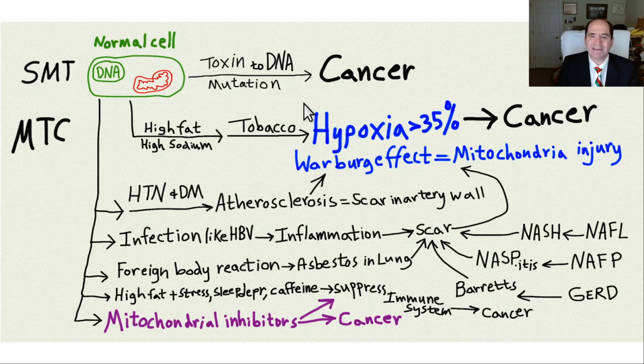The somatic mutation theory, I say it's largely been disproven because of the Genome Atlas project, which showed there wasn't a consistent, predictable pattern of mutations, hardly ever. So it sometimes is relevant, but it's mostly not.